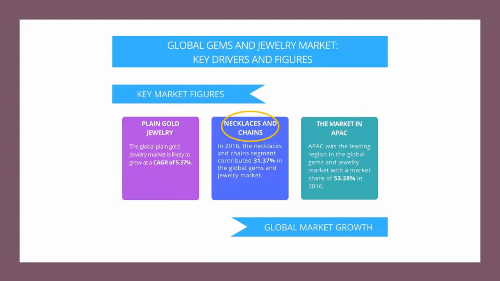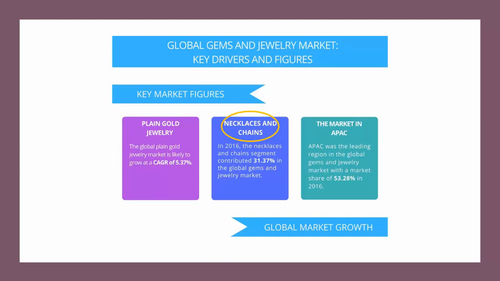Necklaces and chains here in the middle. This is going to be an important point from the perspective of diversification, as we will see later on in this industry analysis. In 2016, the necklaces and chains segment contributed 31.37% in the global gems and jewellery market. That is a significant proportion indeed for just one segment of this particular market. Almost a third of the total market is necklaces and chains, worth bearing in mind.